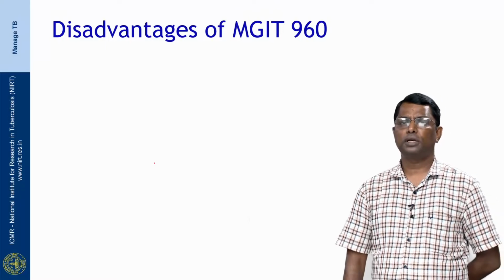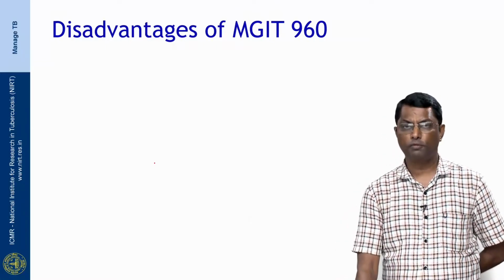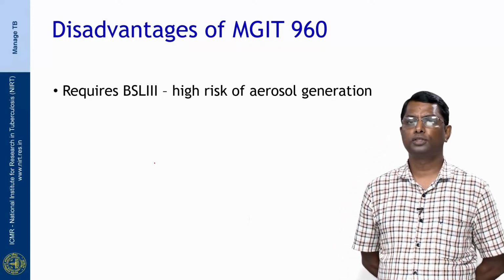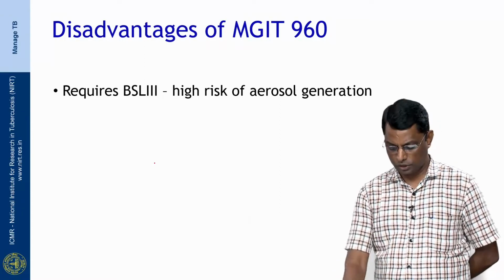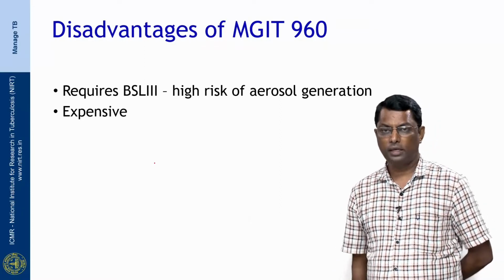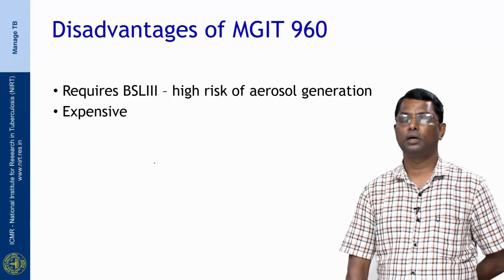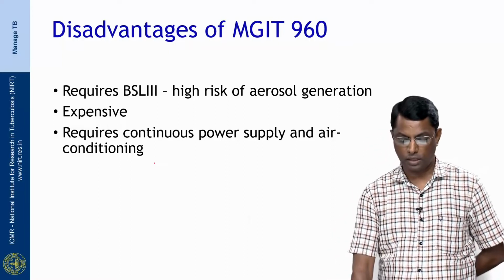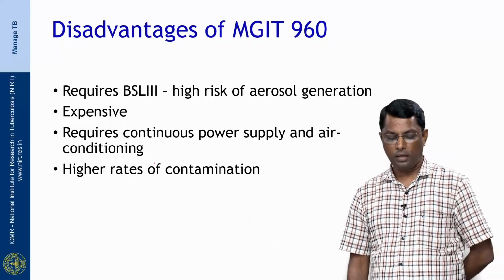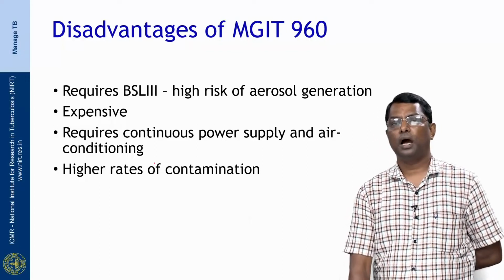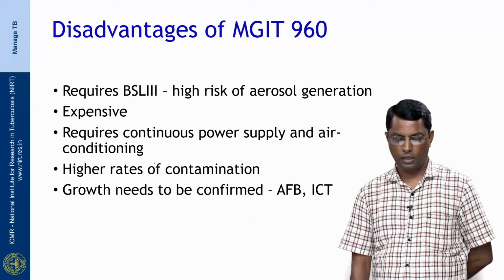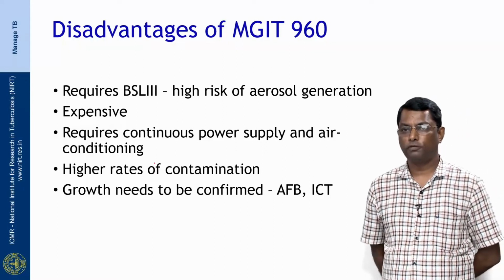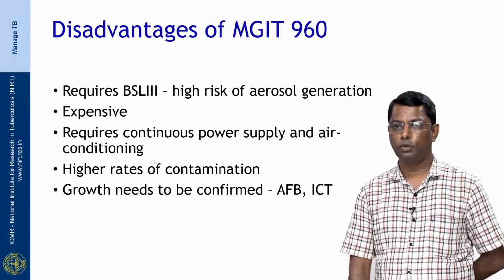And of course, this method also has some disadvantages. It requires BSL-3 as for the solid culture, as there is high risk of aerosol generation. This is a liquid culture, that is why. It is expensive since it is a commercial medium, and the MGIT960 machine requires continuous power supply and air conditioning. Since it is a liquid culture, there are higher rates of contamination if the environment is not decontaminated properly, and the growth needs to be confirmed using AFB microscopy as well as the immunochromatographic method.